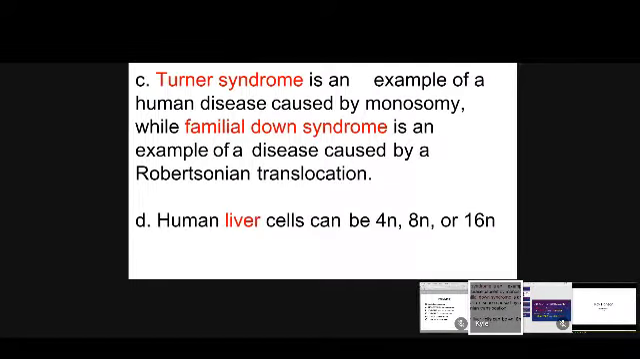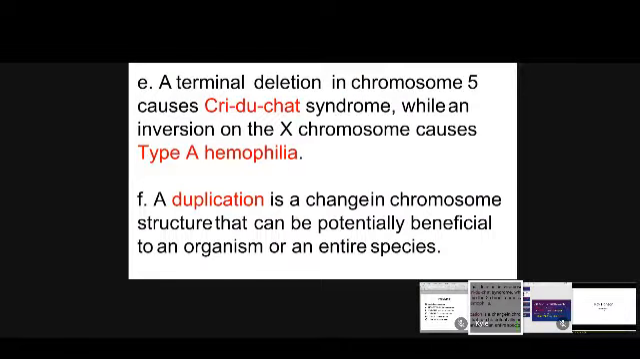Part C, Turner syndrome is an example of a human disease caused by monosomy, whereas familial Down syndrome is an example of a disease caused by a Robertsonian translocation. The human liver for part D can be 4N, 8N, or 16N, and for E, a terminal deletion in chromosome 5 causes Cri-du-chat syndrome, while an inversion on the X chromosome causes type A hemophilia.